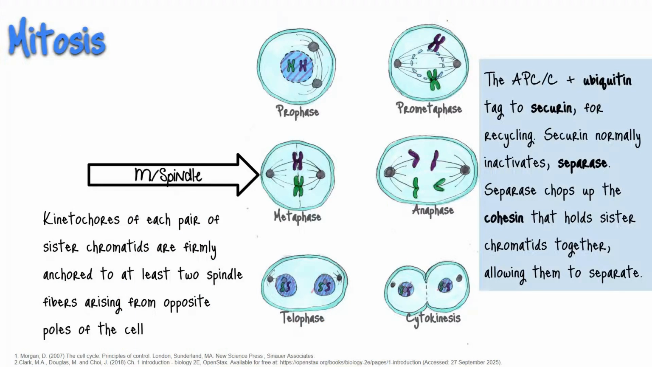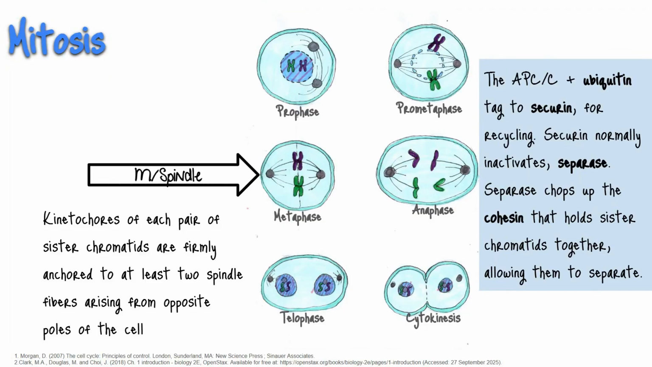The M checkpoint, also called the spindle checkpoint, occurs near the end of the metaphase stage of karyokinesis. The M checkpoint is also known as the spindle checkpoint because it determines whether all the sister chromatids are correctly attached to the spindle microtubules. Because the separation of the sister chromatids during anaphase is an irreversible step, the cycle will not proceed until the kinetochores of each pair of sister chromatids are firmly anchored to at least two spindle fibers arising from the opposite poles of the cell.